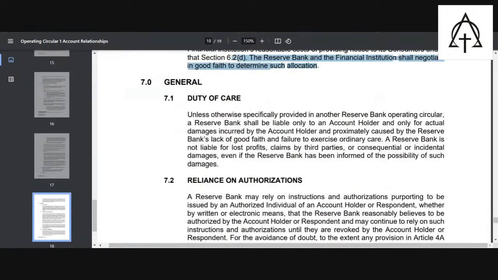The next one, general duty of care. Unless otherwise specifically provided in another Reserve Bank operating circular, a Reserve Bank shall be liable only to an account holder, and only for actual damages. So you have to have the realization, like I said, the actualization, the actual damages, the realization of damages incurred by the account holder. This is material fact evidence in the records. This is why you have to correct them. Those errors will come about and show themselves.